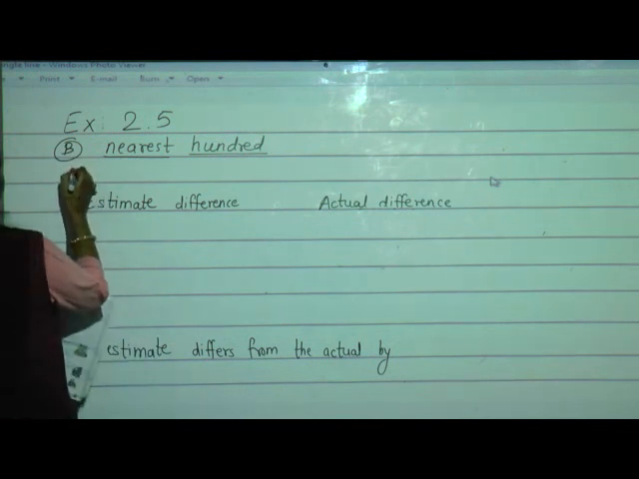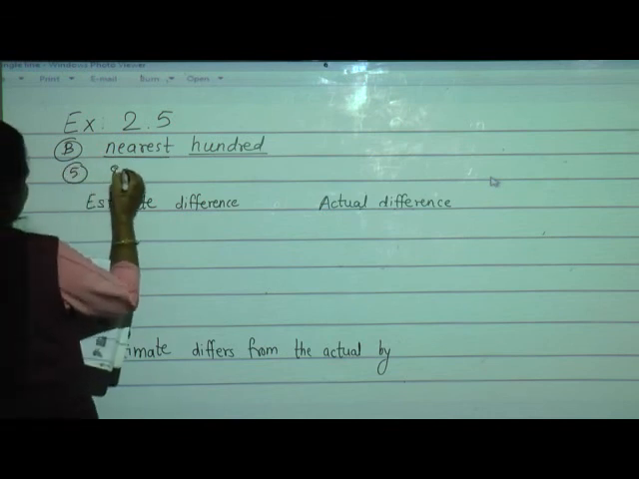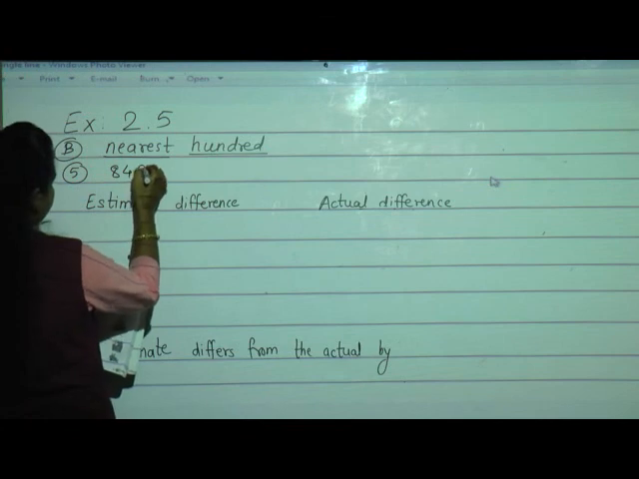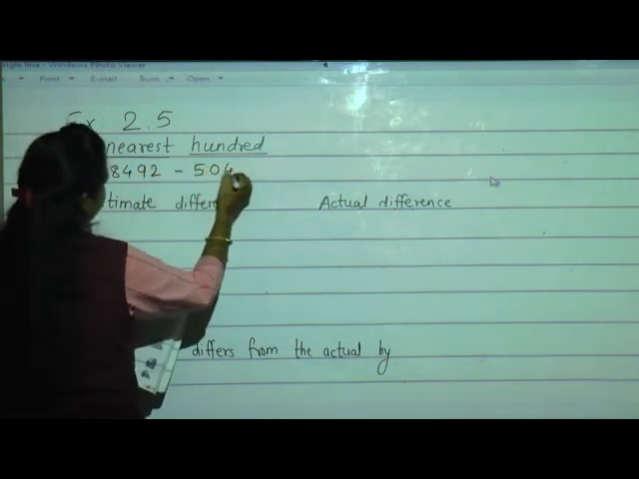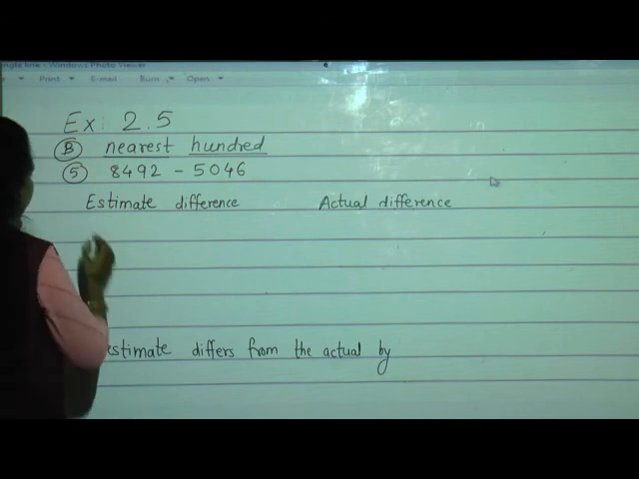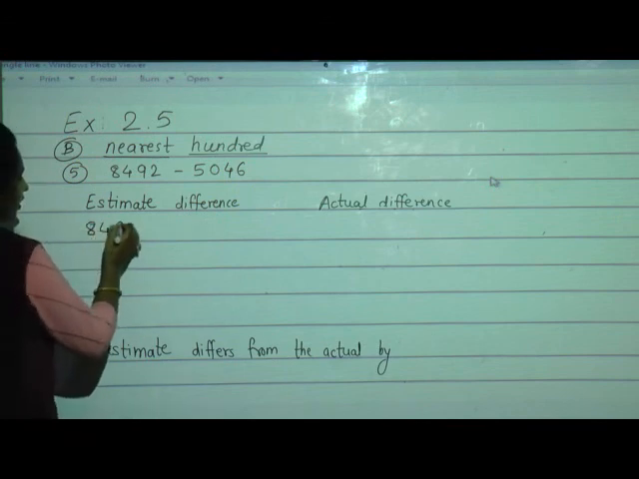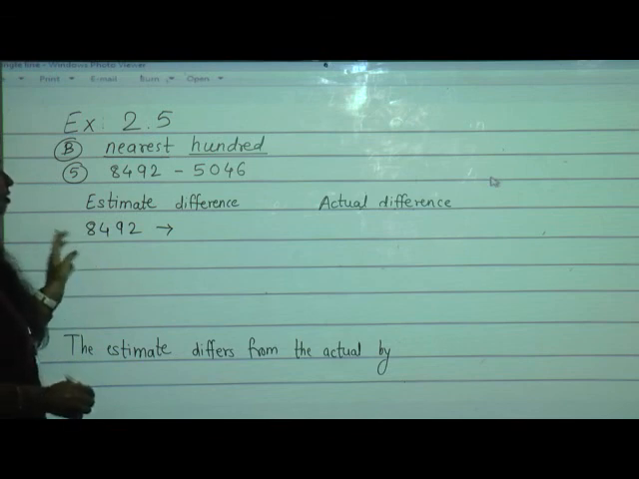What is the 5th one? 8,492 minus 5,046. Now write the number 8,492. We have to round off to the nearest 100.